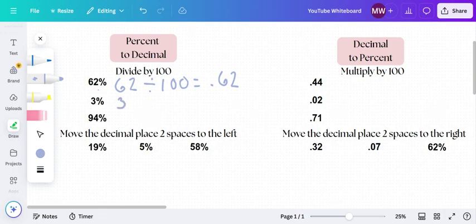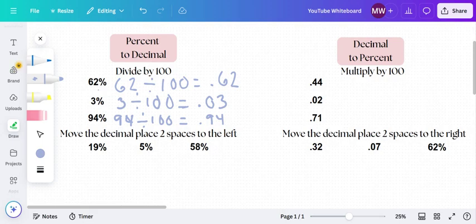Our next example would be 3%. So I would take 3 divided by 100, and that would get me 0.03 or 3 hundredths. Our last example is 94%. So I would take 94 divided by 100, and that would get me 0.94 or 94 hundredths.